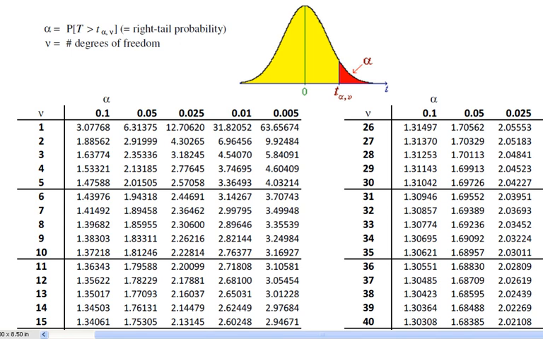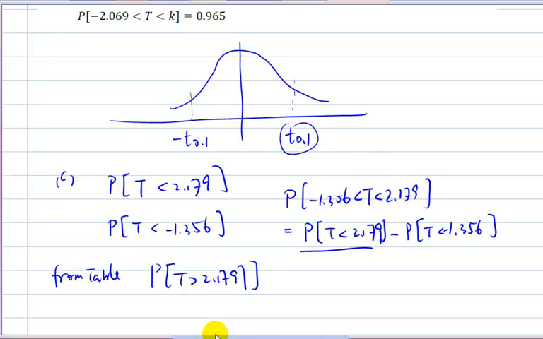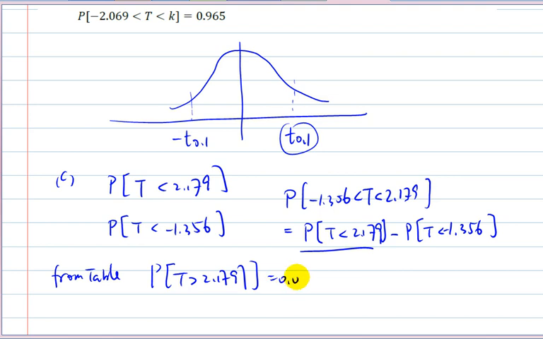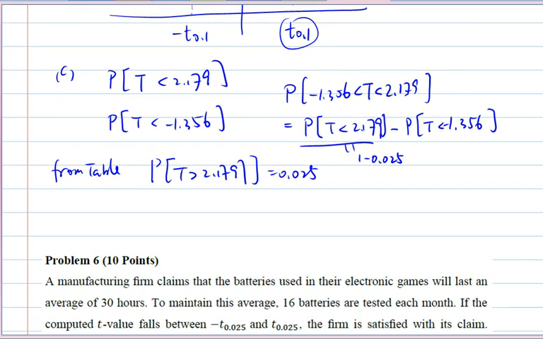Degrees of freedom is 12. Find 2.179, which is here, and the alpha value is 0.025. So to the right is 0.025. Then the probability less than that is basically equal to 1 minus 0.025. Similarly, you can find the probability for this, and that's C. Okay, let's look at the D part.